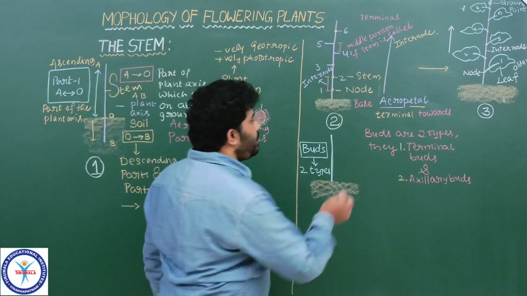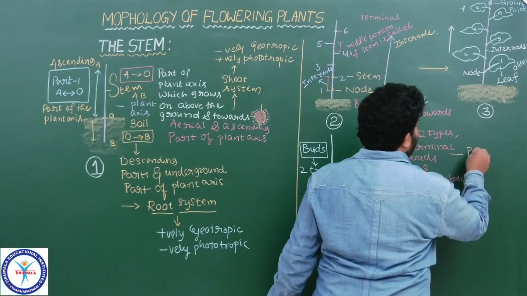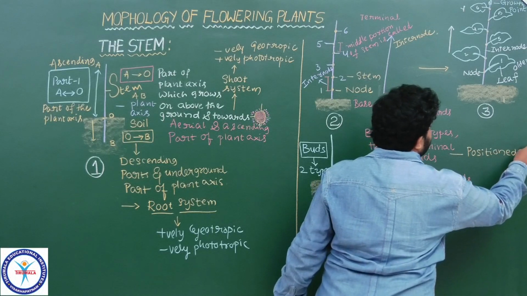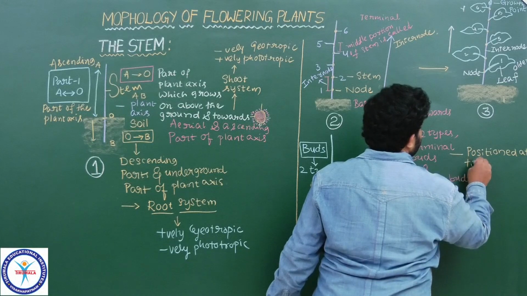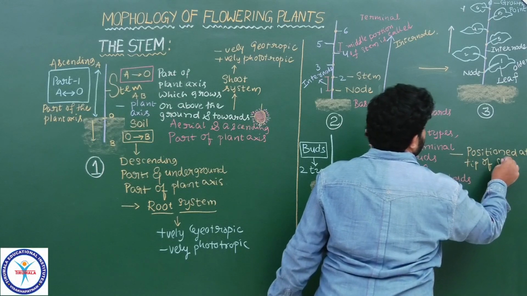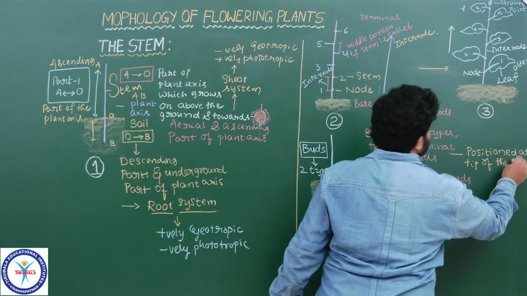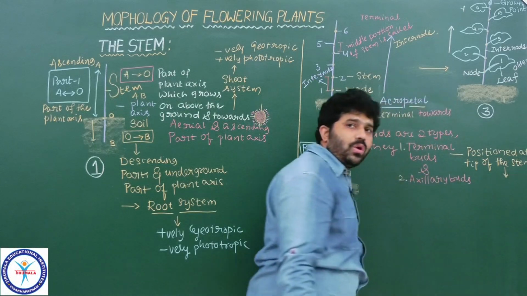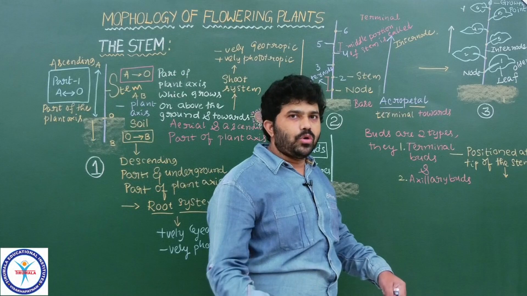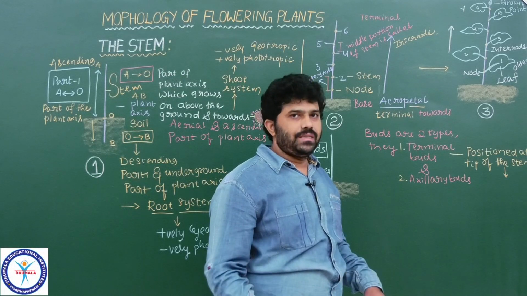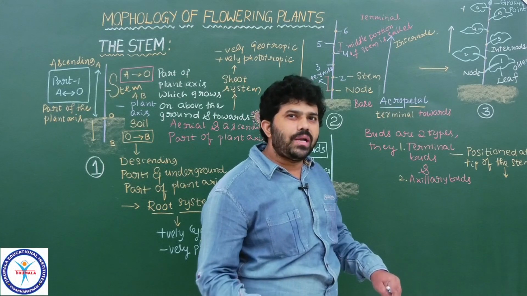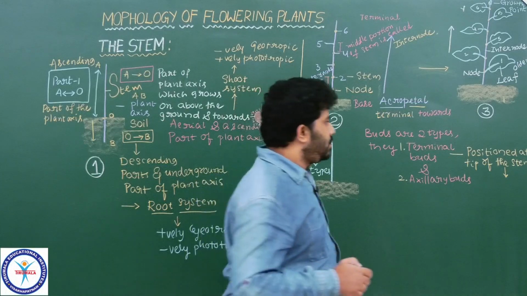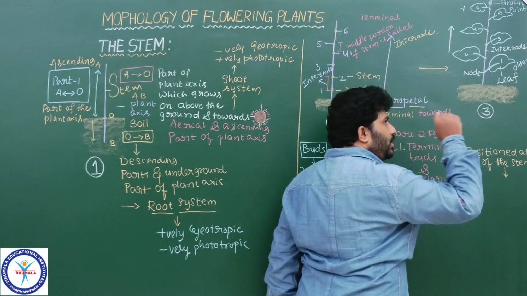But the terminal buds, where are they positioned? They are positioned at the tip of the stem, the tip of the stem region. That's why the shoot tip is also called the shoot apex. Apex is nothing but tip. The root tip is also called the root apex. Apex is nothing but tip, the end point of the stem and the end point of the root, shoot tip and root tip respectively.